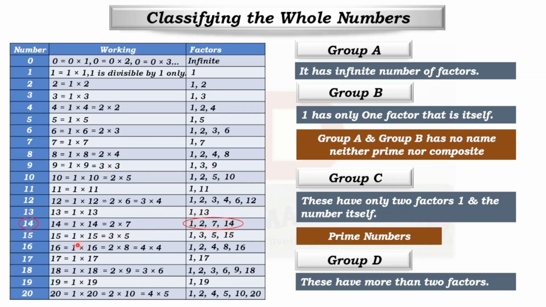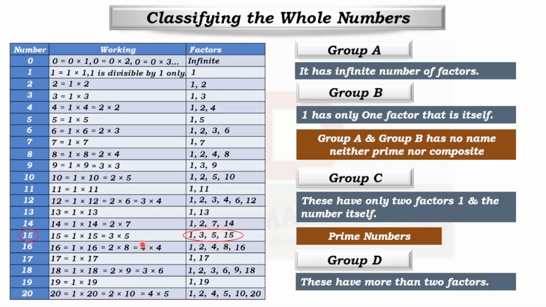The number 15 has four factors: 1, 3, 5 and 15 itself. Means more than two factors. Here 3 and 5 are the other factors, from the factors 1 and 15, the number itself.